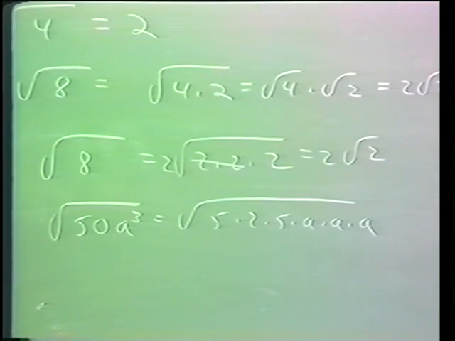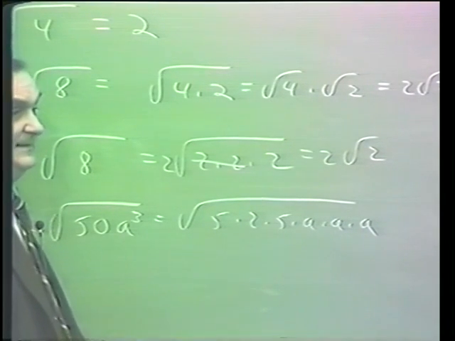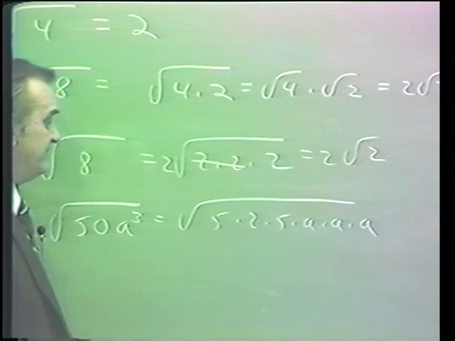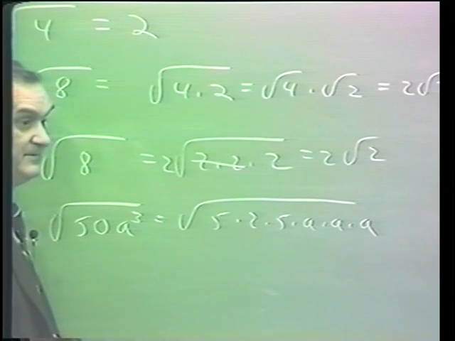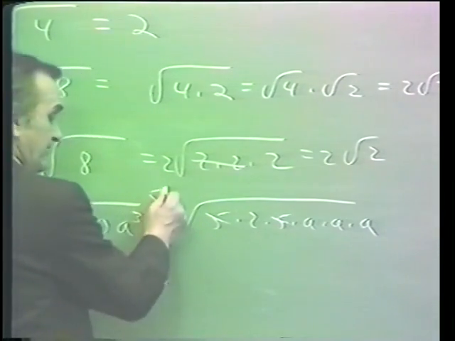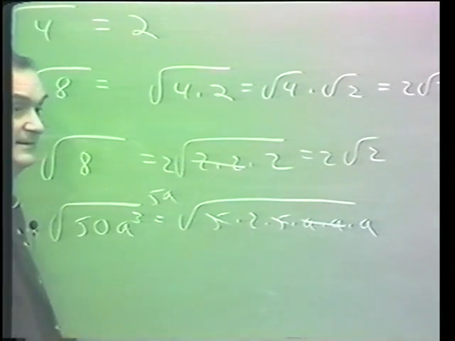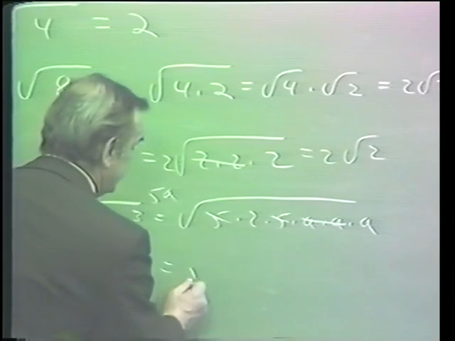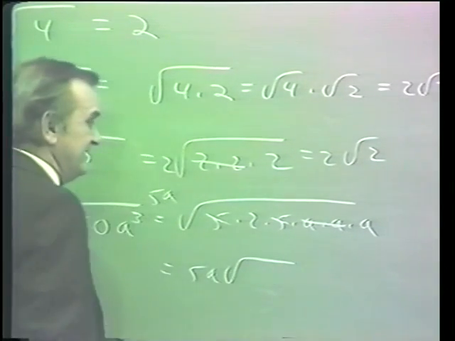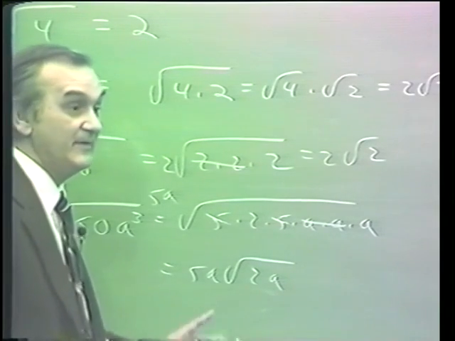Now that we have it in the prime factors, we look at the index. Our index is 2. That says for every pair of factors the same, we can cross them out and bring one outside. Well, I have a pair of 5s. Bring one out. I have a pair of A's. I can bring one of those out. So what we're taking out is a 5a. What is left inside the radical? Well, it's 2a.